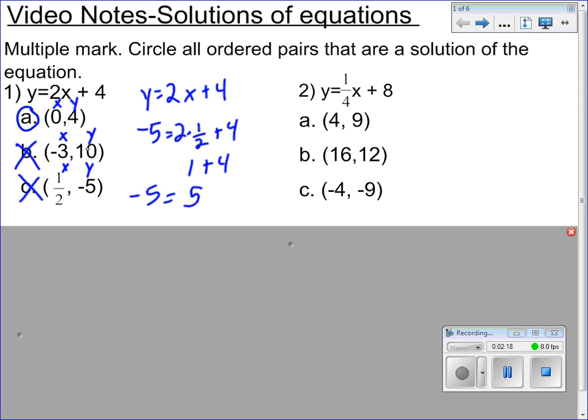So we're going to be taking our options that are given here. We identify which one's x, which one's y, and we simply plug them back into the equation and figure out if the solution that we get is true or not.